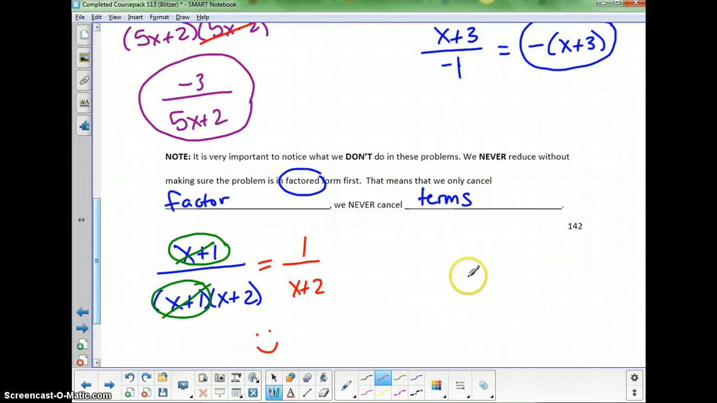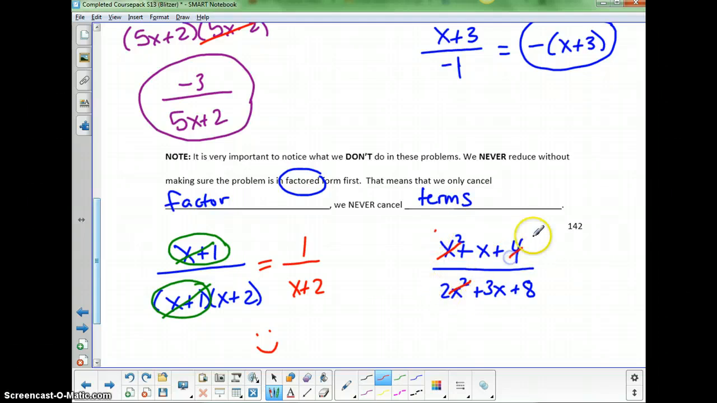What we don't do is look at an expression like x squared plus x plus 4 over 2x squared plus 3x plus 8. It's not okay to say, well, the x's are going to cancel here, it's going to leave me with a 1 and a 2. The 4's are going to cancel here, leave me with a 1 and a 2. The x's cancel here with a 1 and a 3. That doesn't work. It's only the entire groups, the entire factors that cancel.